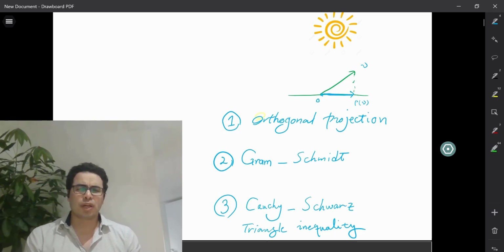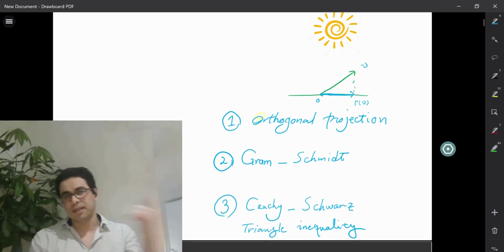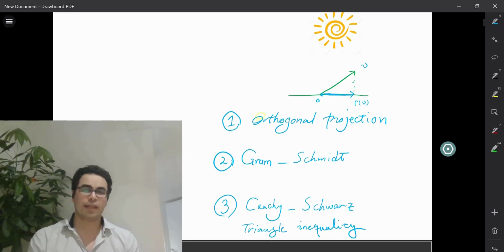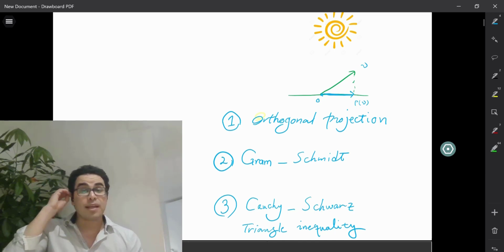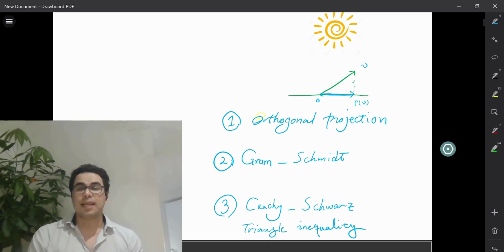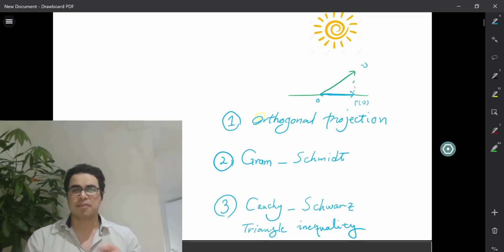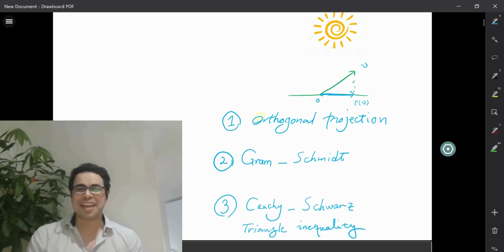There's also the Cauchy-Schwarz inequality and the triangle inequality that we don't get to discuss in this session, but in our next session I'll explain that. But I haven't forgotten that the last session finished without proving one theorem, and the first thing to do is to prove that. Okay, so let's start.